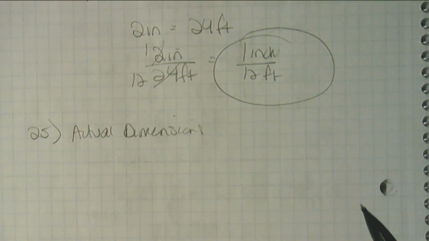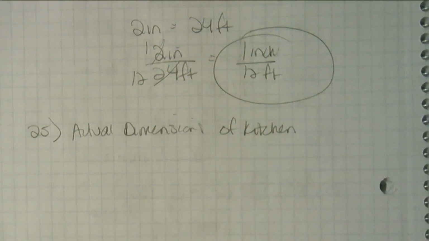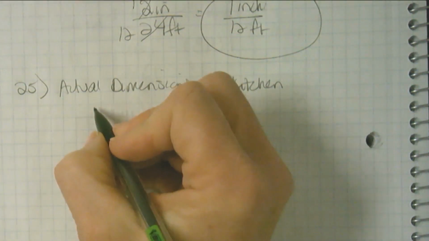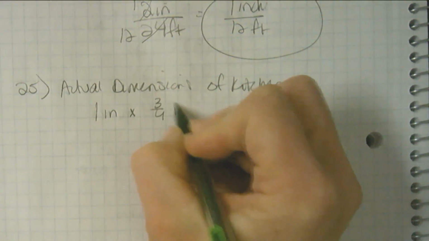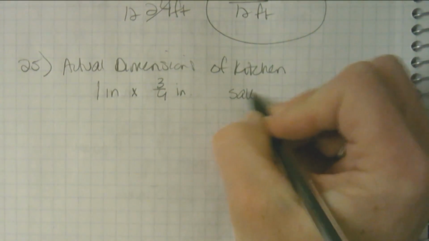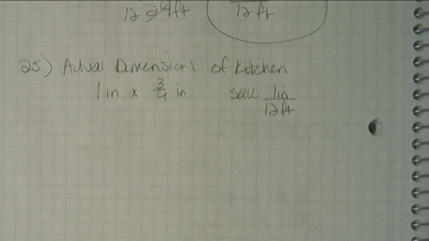I highly recommend you pay attention to this. Find the actual dimensions of the kitchen. All right, well, if I look at the drawing, my kitchen is 1 inch by 3/4 of an inch. So if I need to find the actual dimensions of the kitchen, what am I going to do? This takes us back to like number 17 from the night before. I know that my scale is 1 inch over 12 feet. What am I going to do?